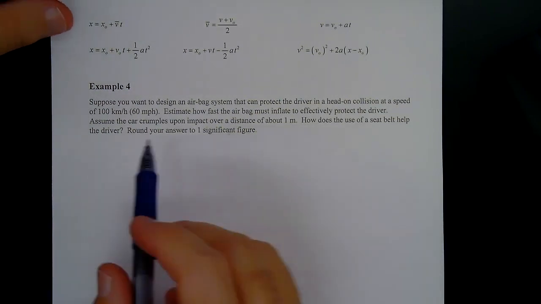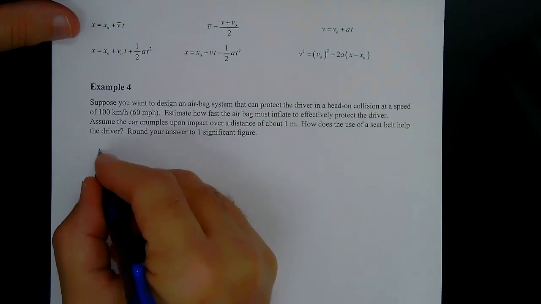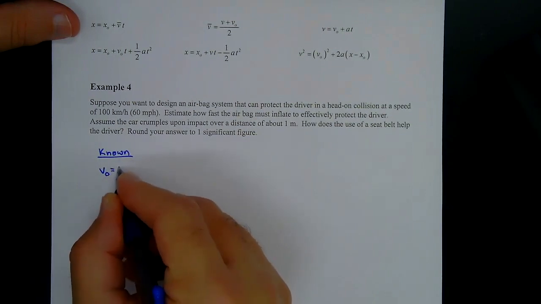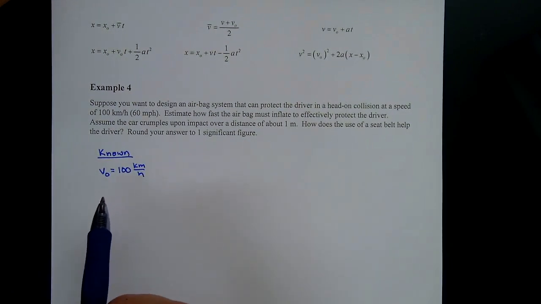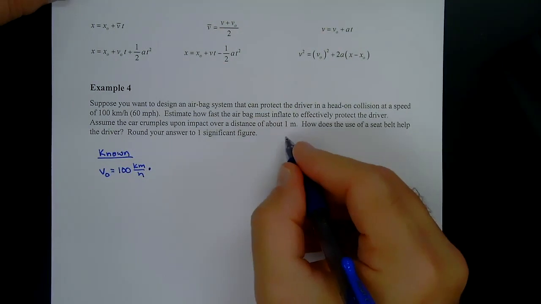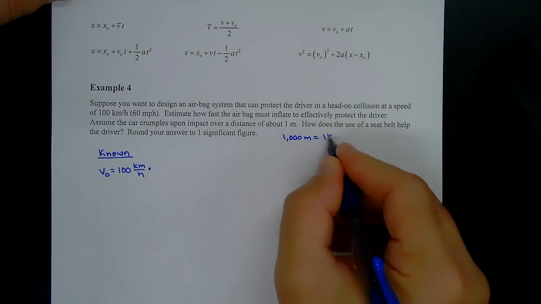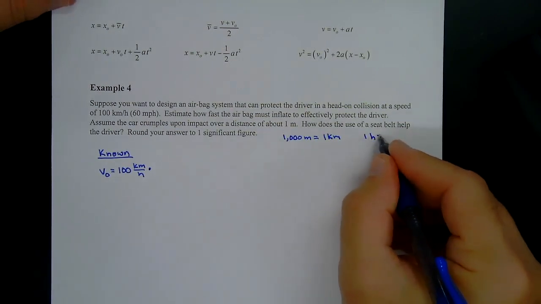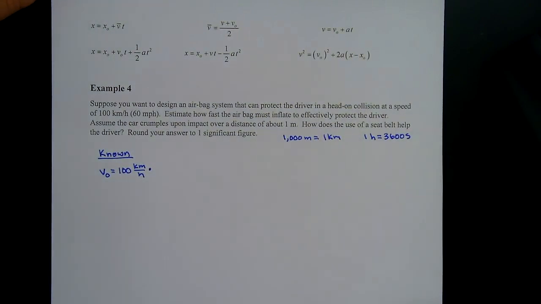Okay, so we know from this that our initial speed is 100 kilometers per hour. So what's known is that my initial velocity is 100 kilometers per hour. Now there's a problem with this, and here's the problem. We need meters per second, so we're going to convert this. I'm going to multiply by, and we should know that 1,000 meters is the same as 1 kilometer, or 1 kilometer is 1,000 meters. That's how I normally write it. And then we also know 1 hour is 3,600 seconds. I'll provide these on the homework for you if you need to use these.